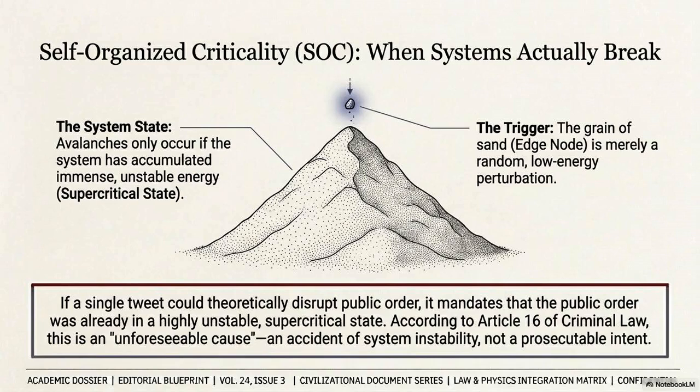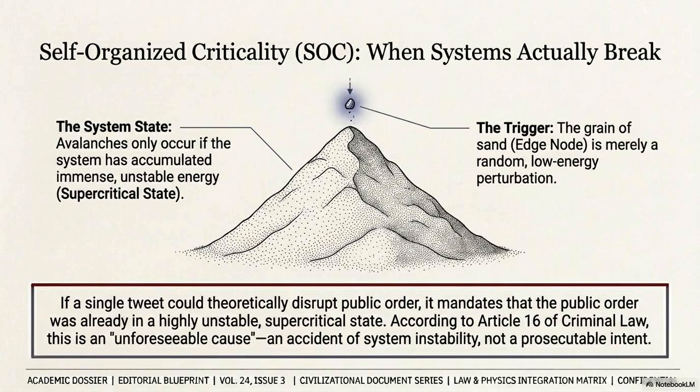And Chen points out the ultimate trap here. Even if the prosecution were willing to admit that society was already on the brink of collapse, they still lose. Because of Article 16. Yes. Under Article 16 of the criminal law, if an outcome happens because of an unforeseeable accident or a systemic state beyond the defendant's personal control, it cannot be classified as a deliberate crime.